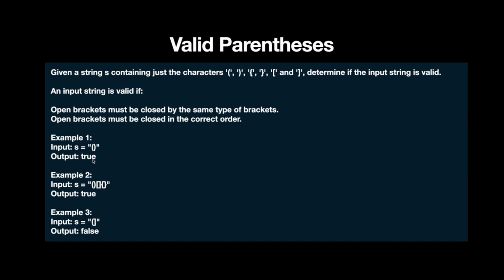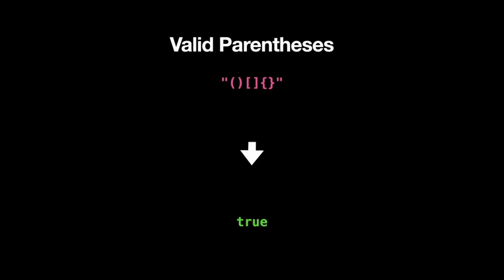So this is true. The output would be true or false, depending on whether the parenthesis was valid or not, right? So this is also true. Over here, if you see, this opening bracket has to be closed by this one only, and this is being closed by this one, so it does not satisfy. It is not a valid parenthesis, so we return false. How do we do it? This is very simple. We do it using a stack, right? So we have this parenthesis, and the result of this is of course true.